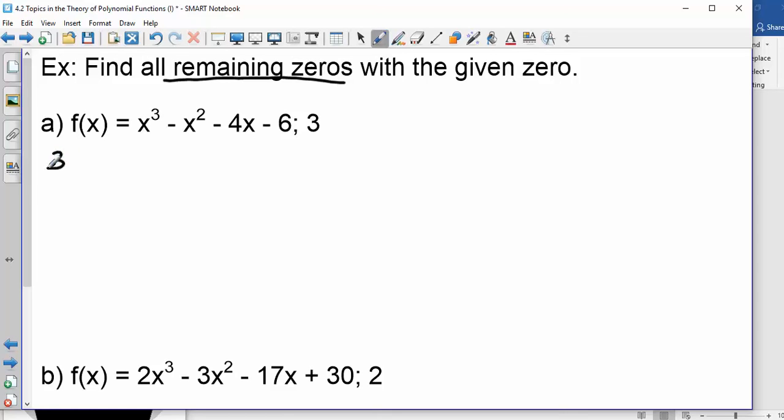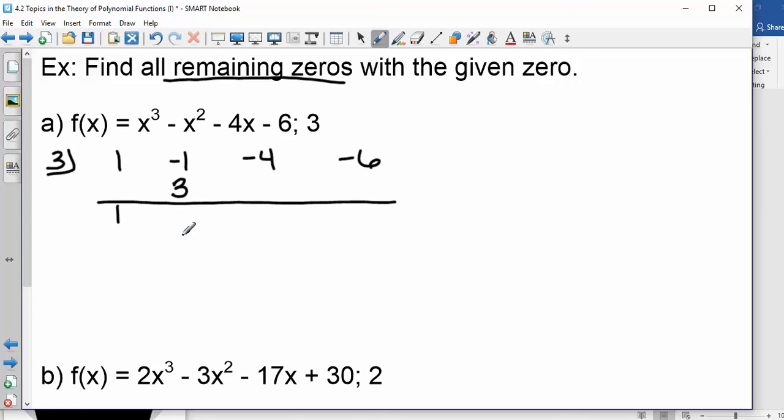So I start with my 3. One comes down. Multiply, we get 3. Add gives us 2. Multiply, we get 6. Add and we get 2, 6 and 0. So we get x squared plus 2x plus 2.